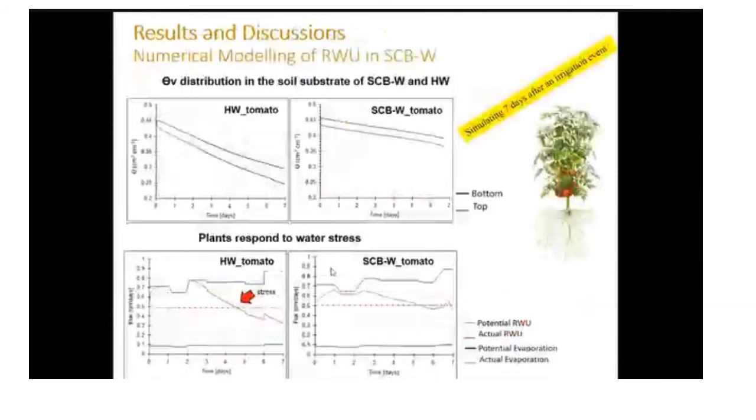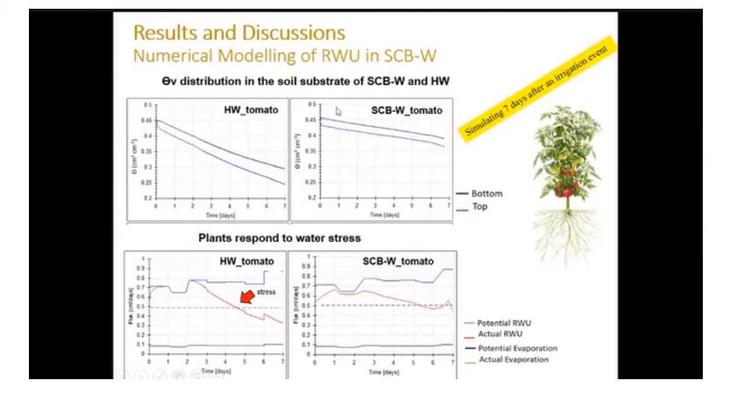Let's see the application of the model. What I did, this is the modeling results for the tomato plants. Here it shows the volumetric moisture content and the time.